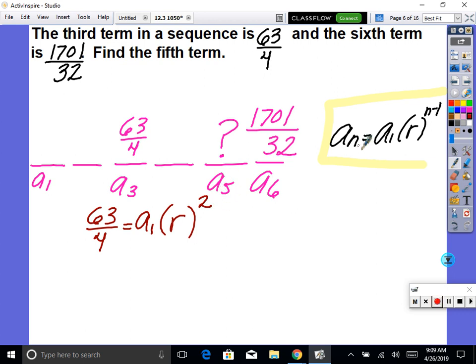Then we set up another true statement with this one. We said, okay, so a sub 5 is, oh no, we don't know a sub 5. We're at a sub 6, sorry. So we know that that is 1701 over 32 is equal to a sub 1. We also don't know what r is. But we do know that was the 6th term, so 6 minus 1 is 5. And then we had a system of equations, correct? That's how we did the arithmetic one.